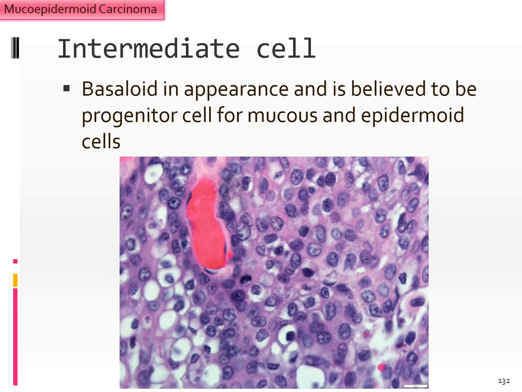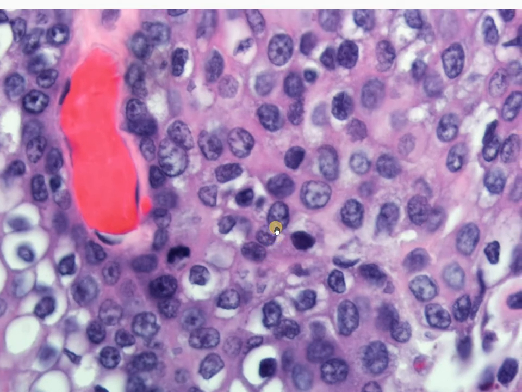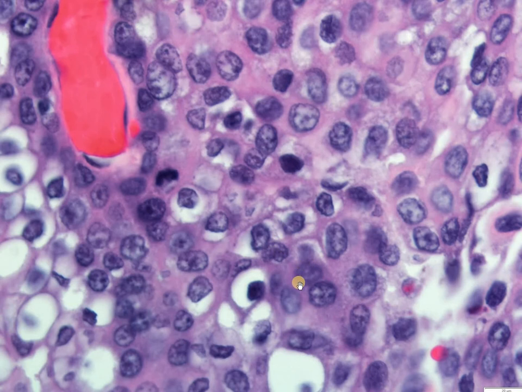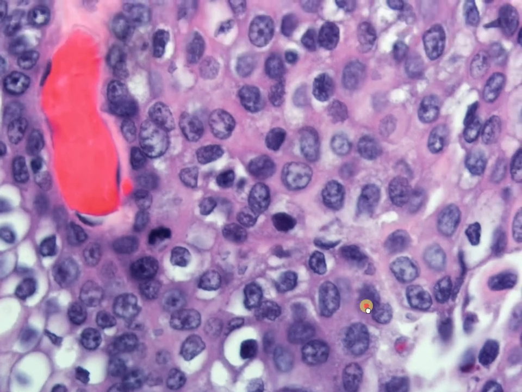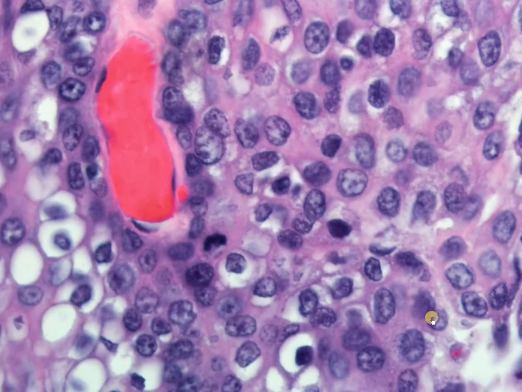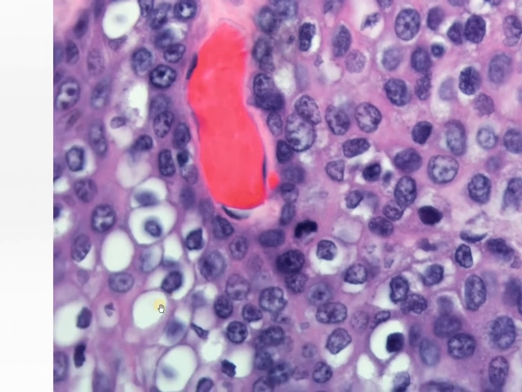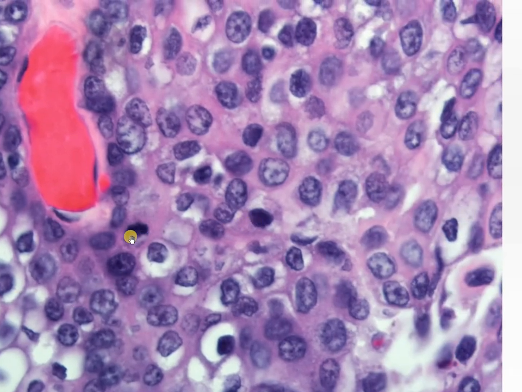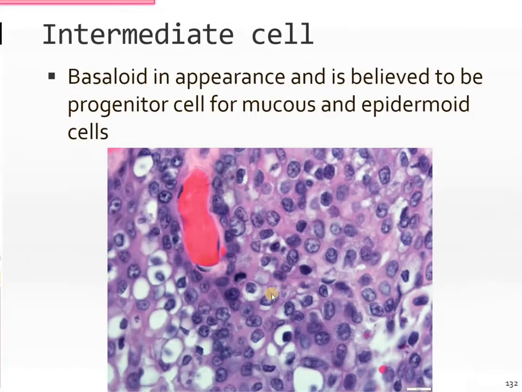The intermediate cells, on the other hand, are basaloid in appearance. The word basaloid comes from the basal cells of the surface epithelium. So if you pick up any of these cells, you can see that each nucleus is surrounded by a thin rim of cytoplasm. This big cell with a large area of cytoplasm may be a variant of an epidermoid cell, but overall this particular region shows predominantly cells of the intermediate category. Maybe these clear cells here may be a variant of the mucous cells. You can also appreciate some cells which are showing mitotic activity.